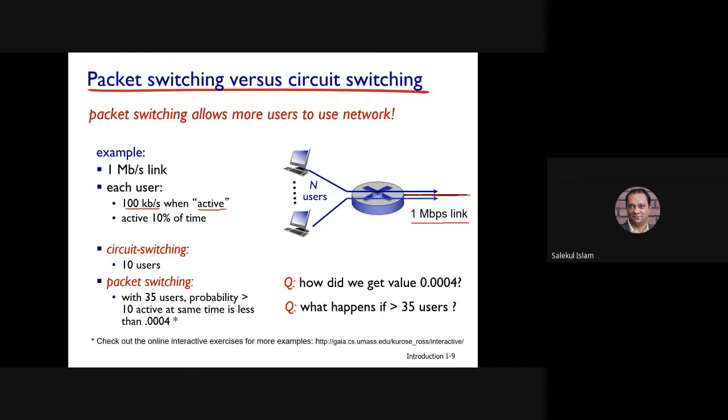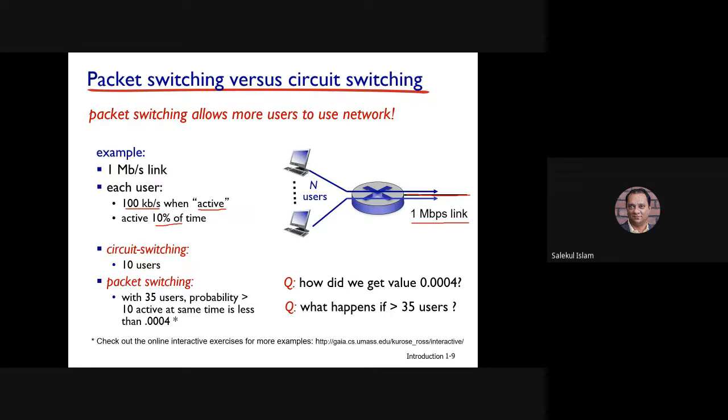That's why they have said when they are active, they send 100 kilobits per second, just to make the calculation simple. And the assumption is a single user is active 10% of the time. So they are not always active, only 10% of the time they are active.